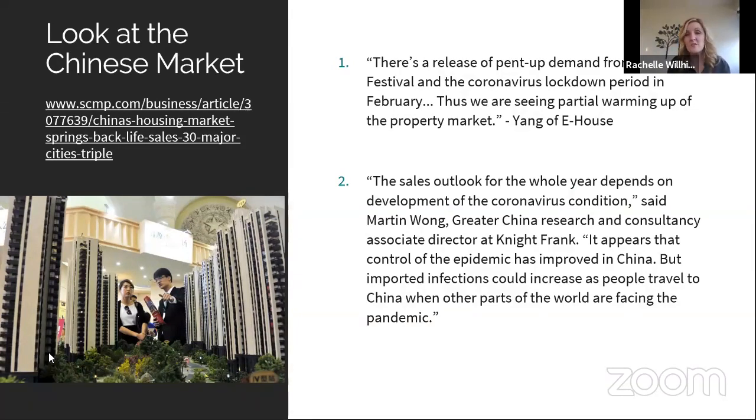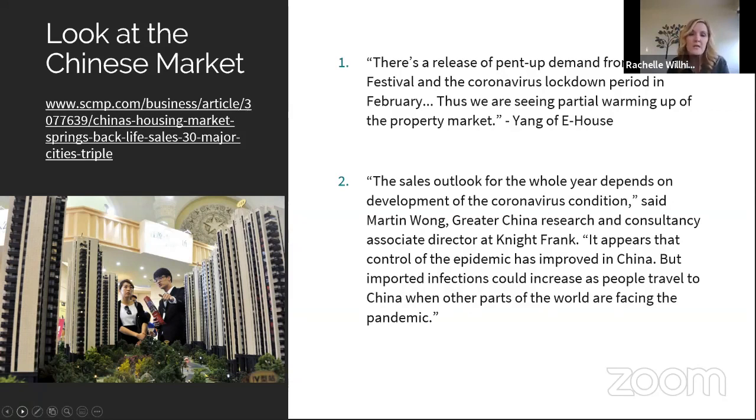So if you want historical data of what the virus did to China, you may want to include that article in your listing presentation or your buyer presentations, to make them feel comfortable that you're up to date, not only on the local scene, but also looking at the international scene as well.